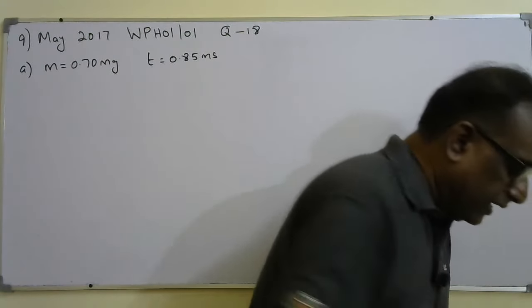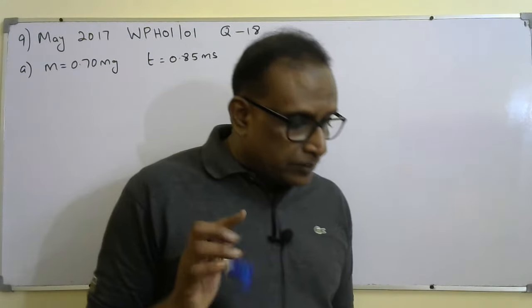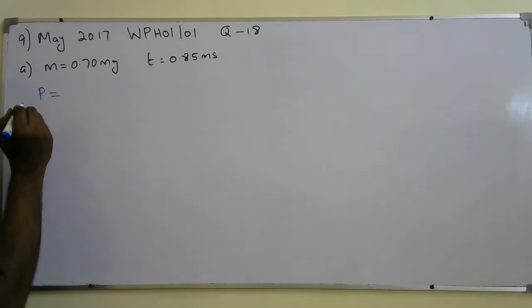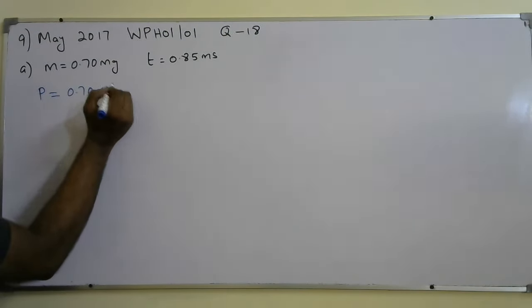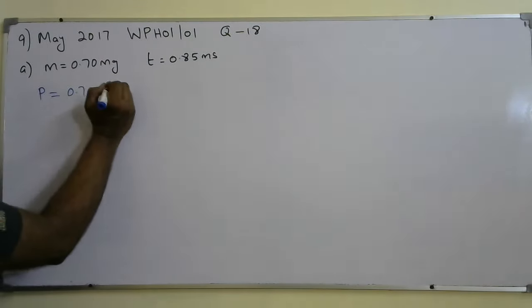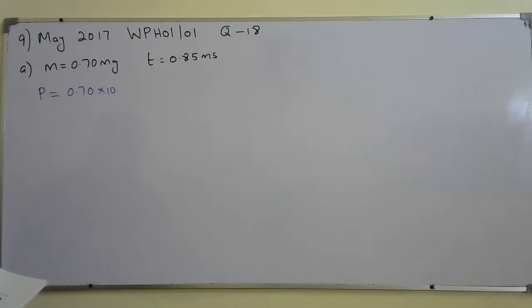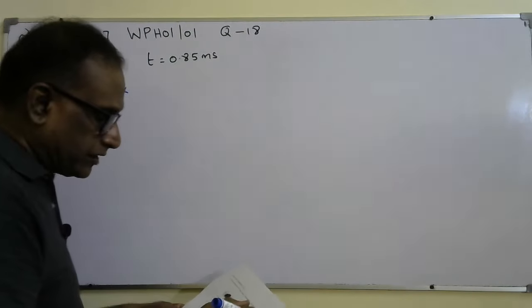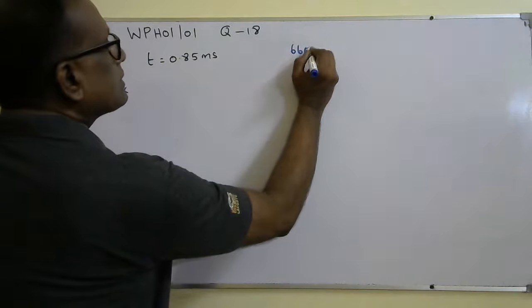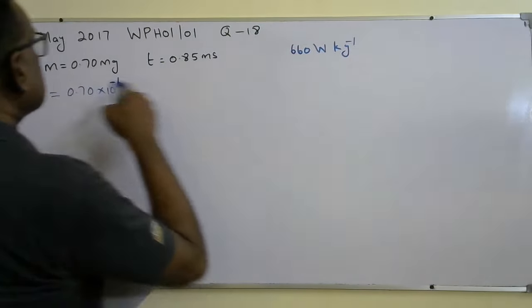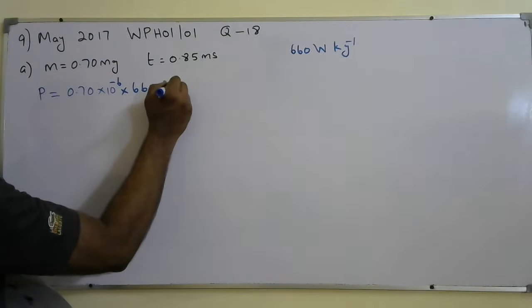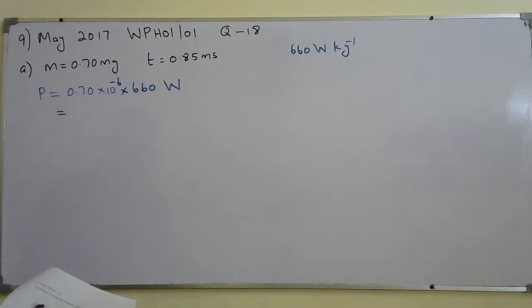flea is given, 0.70 milligram. So the power given by this flea, the mass of the flea, which is 0.70 times 10 to the power minus 6 kilogram, converting milligram to kilogram, because the question says 660 watts per kilogram, times 660 watts. So this is the power given to the flea by its muscles. That is 4.62 times 10 to the power minus 4 watts.